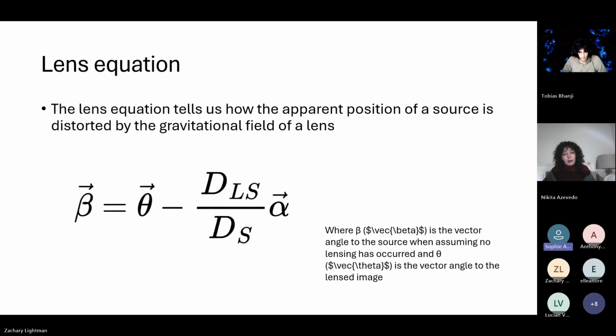So yeah, they're all angles, but then the D_LS, these distances here, are not absolute distances, they're just distances that the photon has traveled. So D_LS is the distance from the lens to the source, and D_S is the distance from the observer to the source. It's pretty easy. So next slide, please.